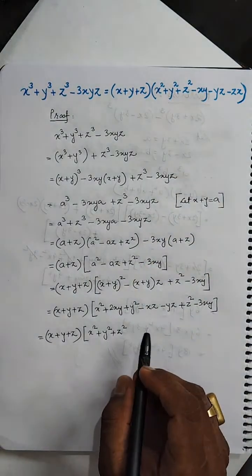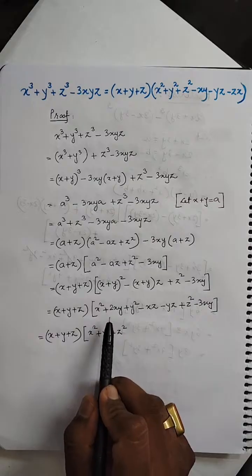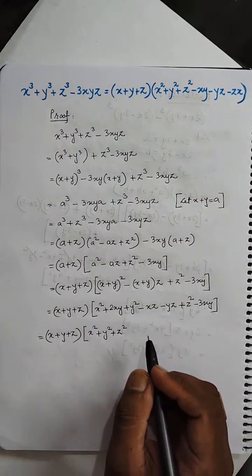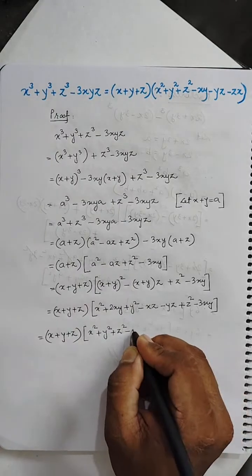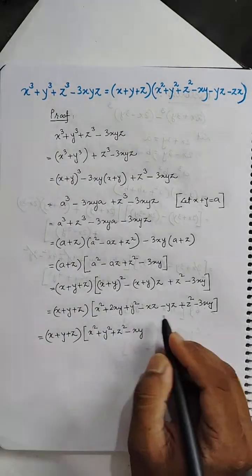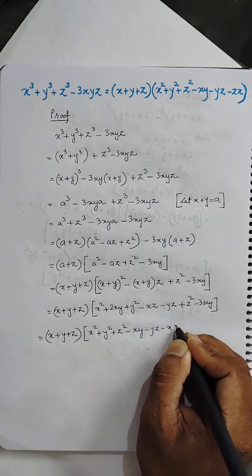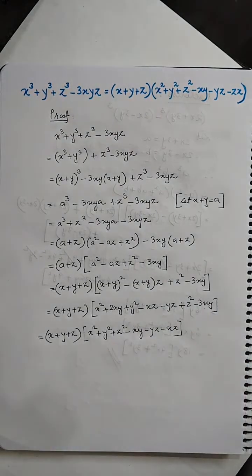So do we have minus xy? No, we don't have. But we have 2xy and minus 3xy. So 2 minus 3 is minus 1. So this will become minus xy. Then we have minus yz and we have minus xz. So this is what we are required to prove.